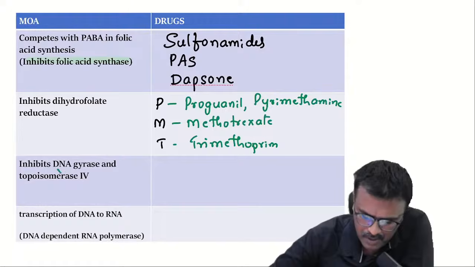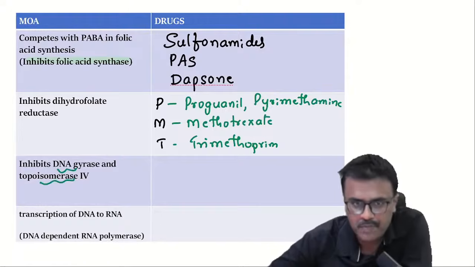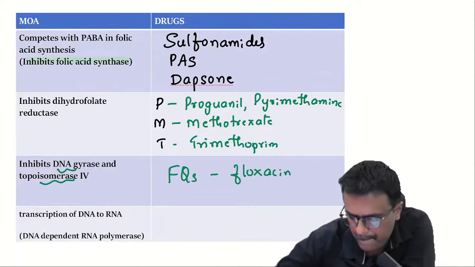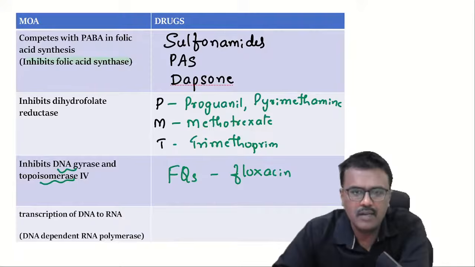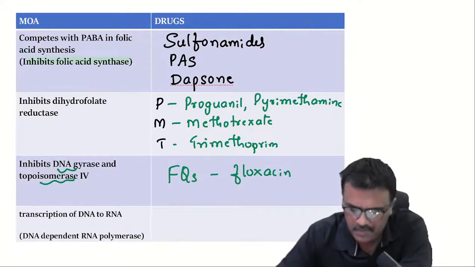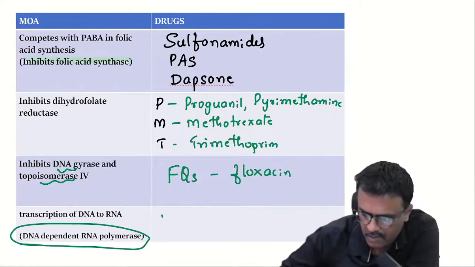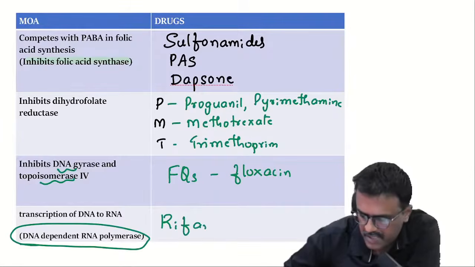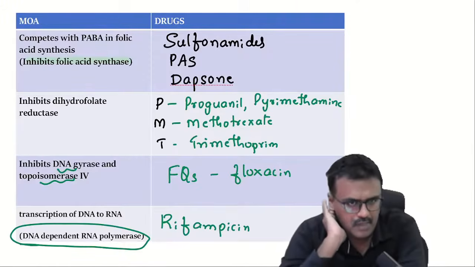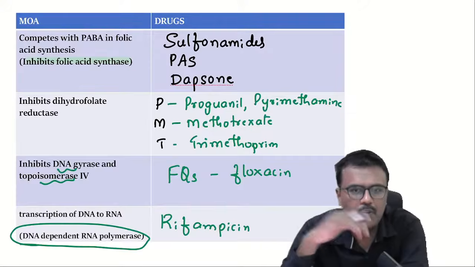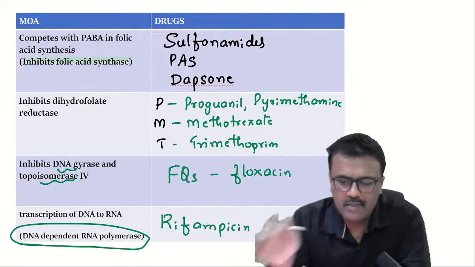Then the ones which inhibit DNA gyrase and topoisomerase 4 are nothing but fluoroquinolones, which end with floxacin: ciprofloxacin, levofloxacin, moxifloxacin. The one which inhibits DNA-dependent RNA polymerase is rifampicin, an anti-TB drug. So take your time, analyze this.